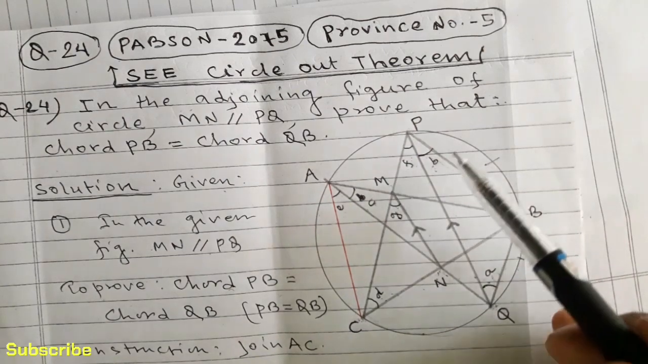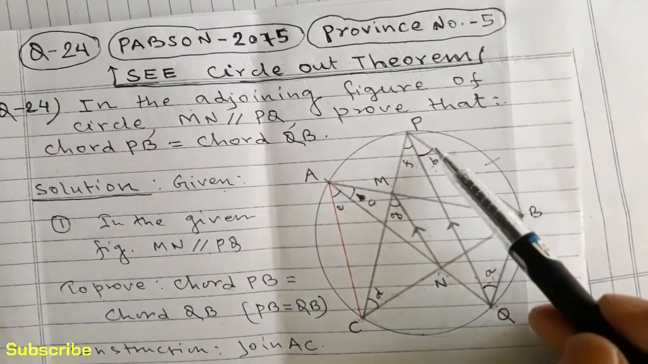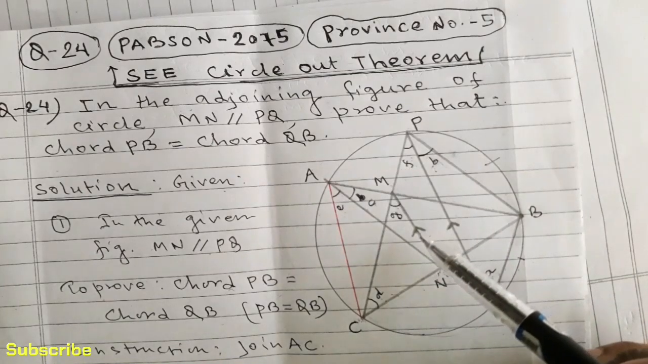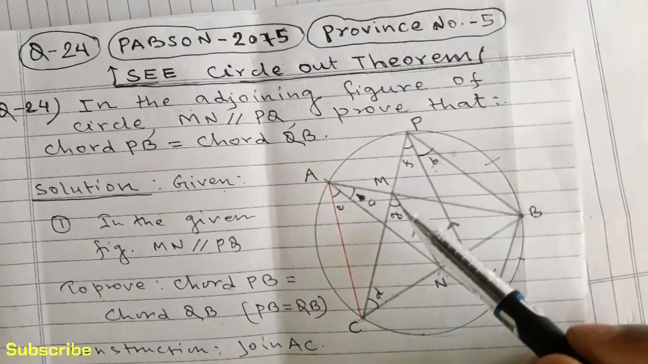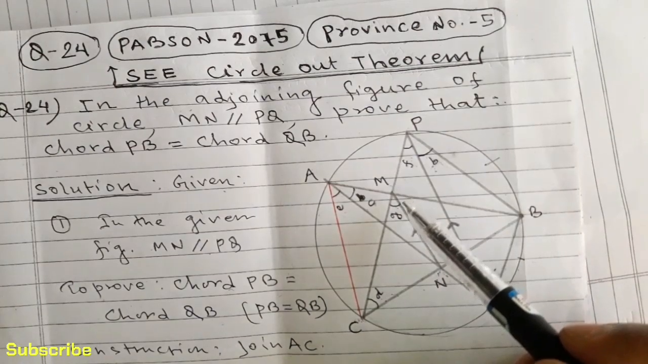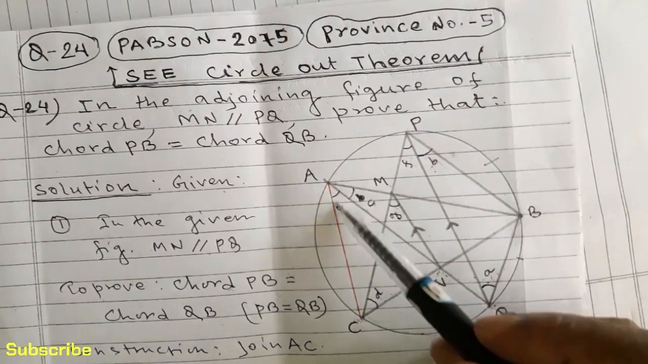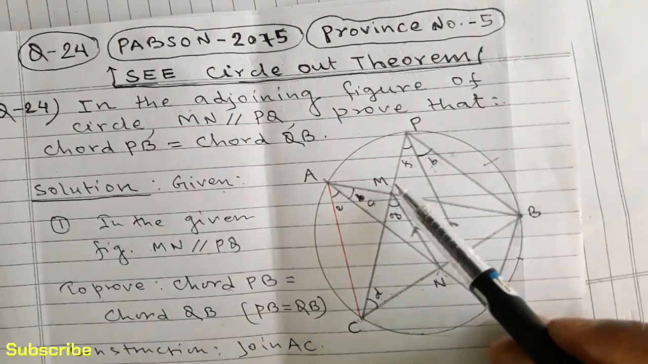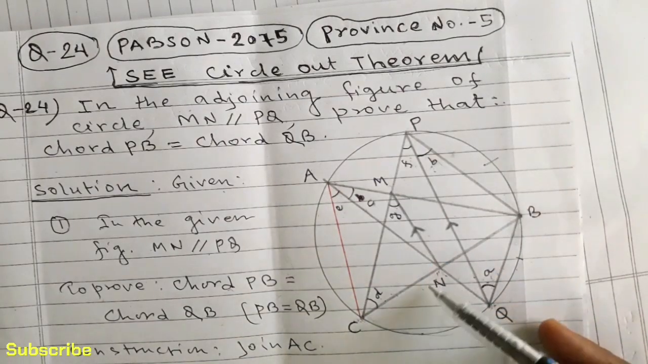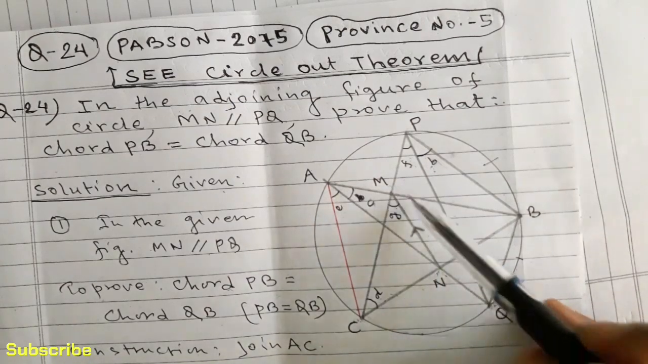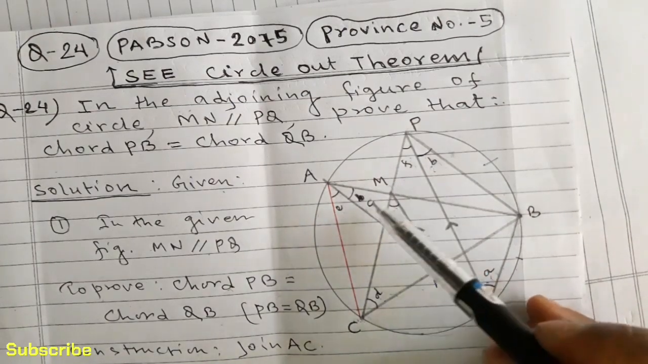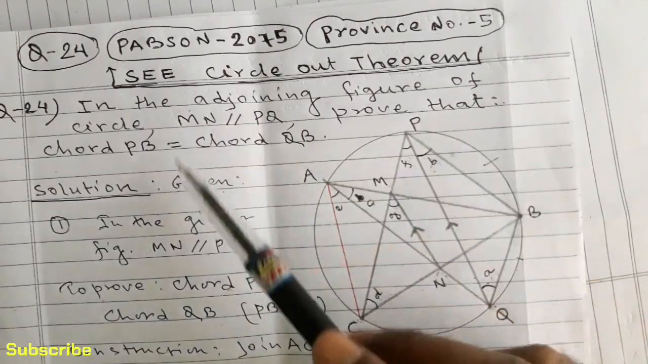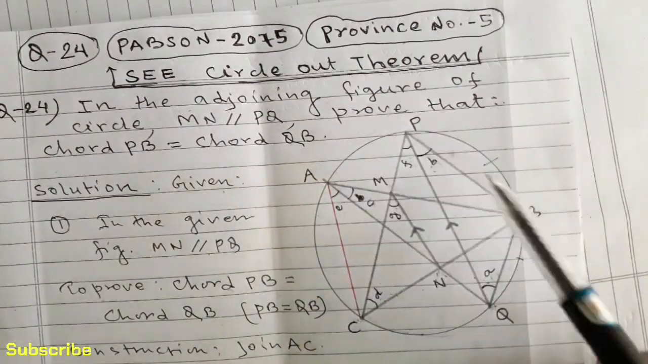Dear students, the different angles we have supposed as A, B, C, D, E, F, G, so that it will be easy and save time to get the solution. First we have to take a construction: join AC. Now we have to show first the four points M, A, C and N are concyclic. Then we can link the angles of MACN with the angles obtained by chord PB and chord QB.